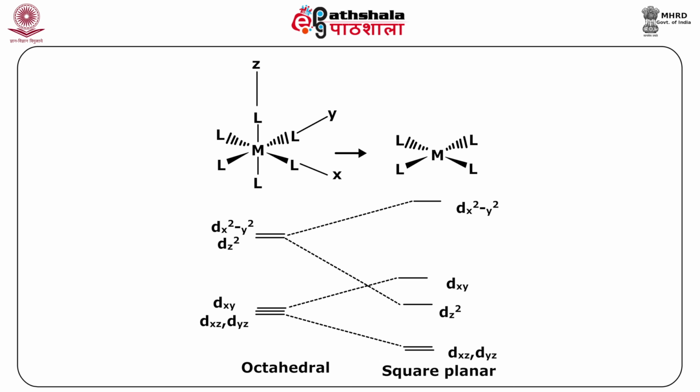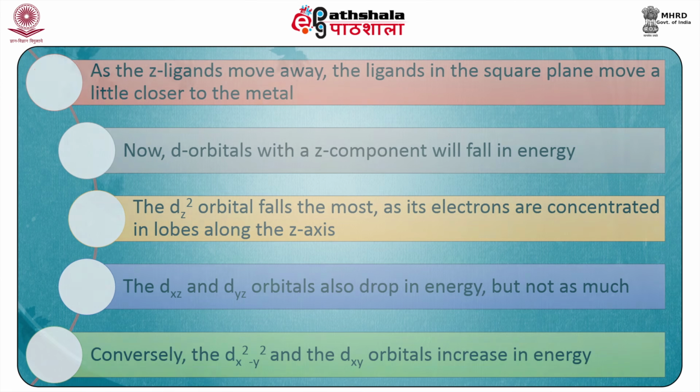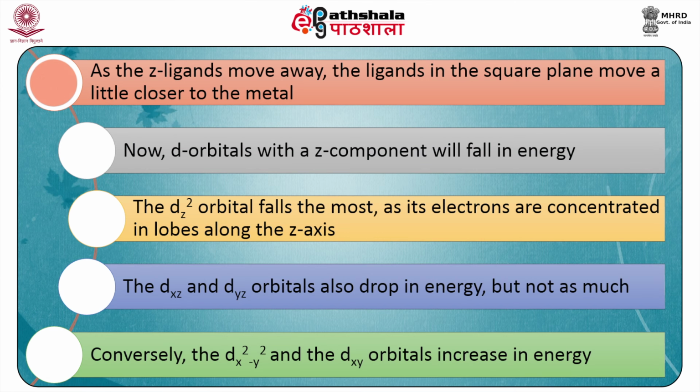The ligand field splitting energy diagram for a square planar geometry can thus be derived from an octahedral diagram as shown in the figure. As the z ligands move away, the ligands in the square plane move a little closer to the metal. Now, the d orbitals with a z component will fall in energy.